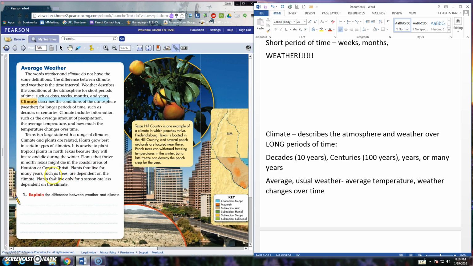Plants that live for many years, such as trees, are dependent on the climate. Plants that live only for a season are less dependent on the climate. They don't live as long. Those little plants that we plant outside, they don't live all year long. So they just need the right time of the year, and they're good for a few months. Maybe like a garden that you plant outside. But trees that stay out there for year after year after year, we need to know what type of tree we need in the area that can handle all of our different seasons and our usual weather.